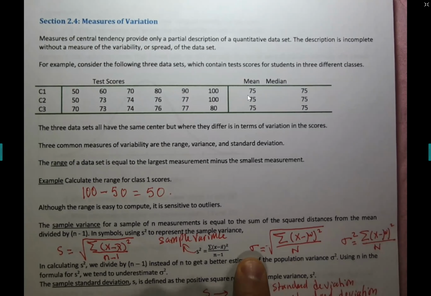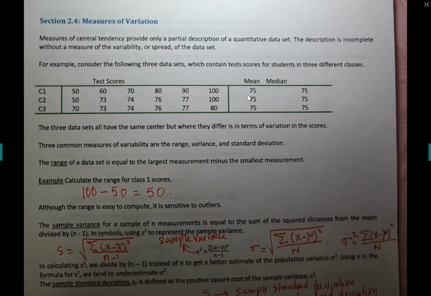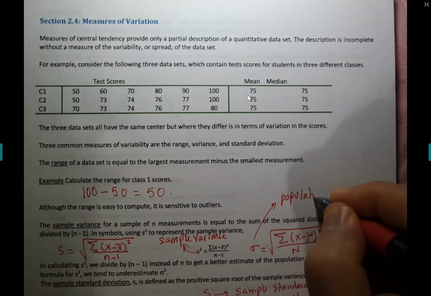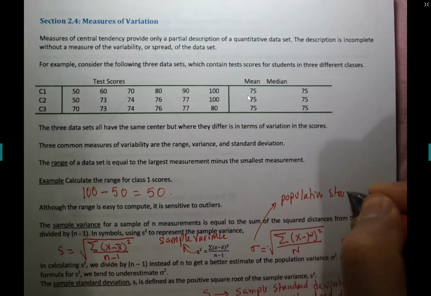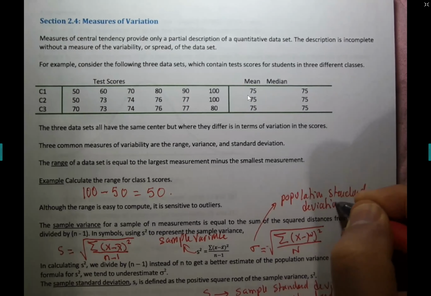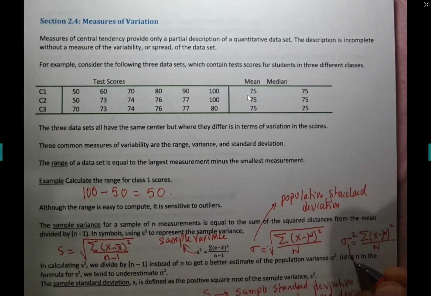S and sigma are already done on the calculator. I showed you only S, but I will show you sigma in a second. This is called the population standard deviation. And if you square sigma, guys, you will get the population variance. This is the population variance right here.